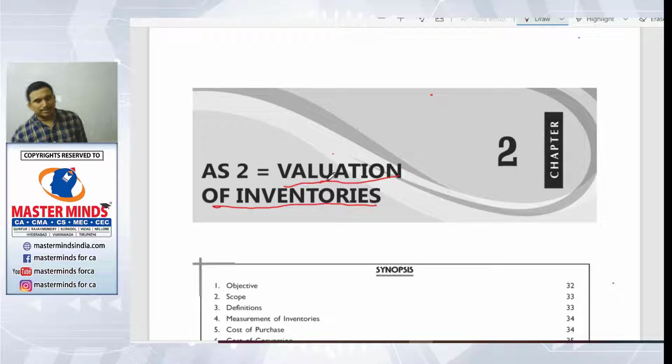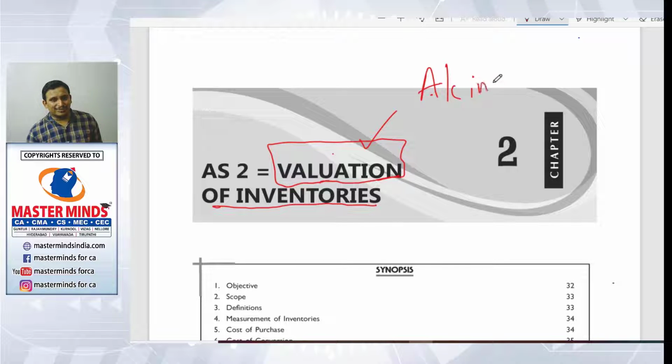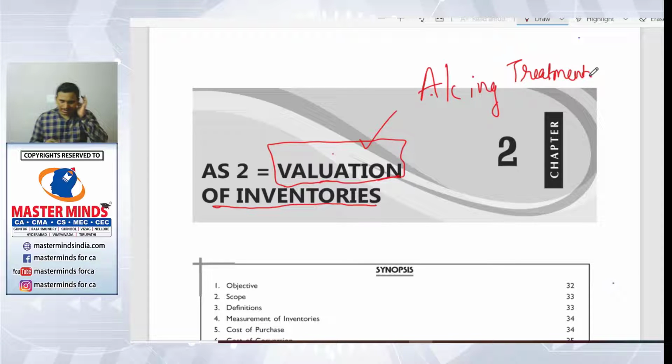Okay, sir, understood. Valuation. The name itself makes it very, very clear that this standard is going to talk about only valuation. The name of the standard itself makes it clear that our main concentration is going to be with respect to valuation. Our concentration is not on accounting treatment. If you purchase inventory, record in trading account as purchases, or when you have sold it is sales, all these things we are not going to discuss. It is for what value you need to record in your books of accounts. Now make it very, very clear.